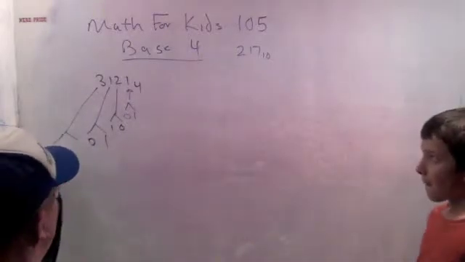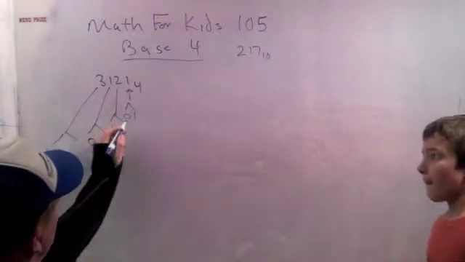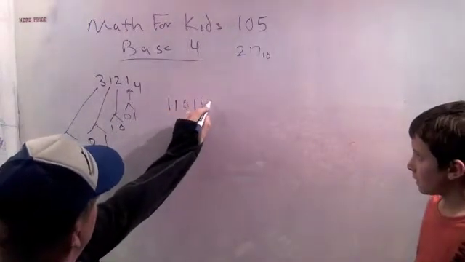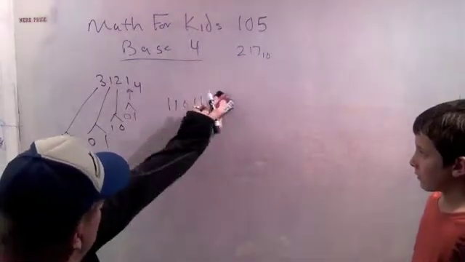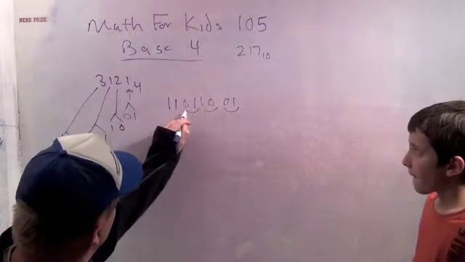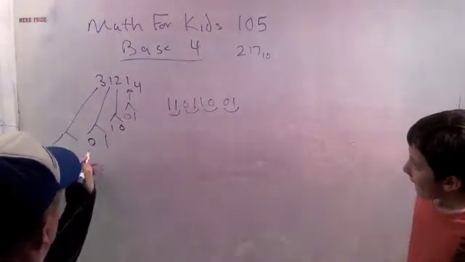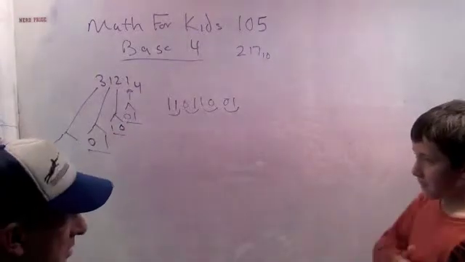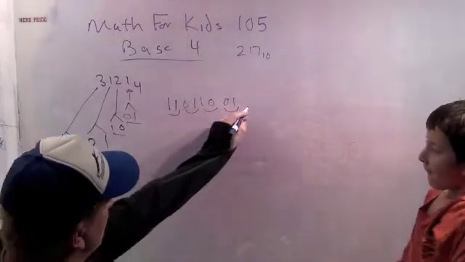So watch what happens when I write this number out. 1, 1, 0, 1, 1, 0, 0, 1. Just to make sure I got it right, I'm going to group it in groups of 2. 1, 1, 0, 1, 1, 0, 0, 1. Okay, looks like I got it right. And this is in base 2.